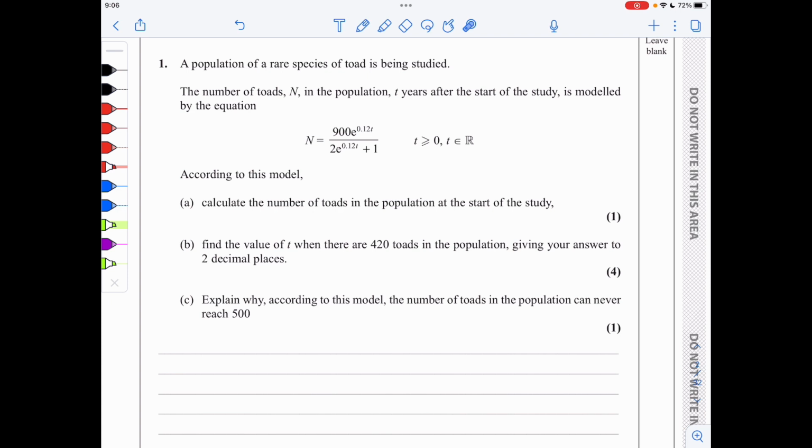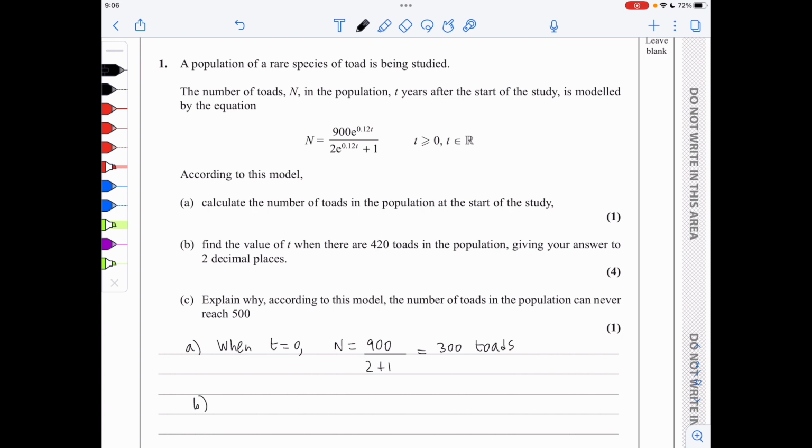Question 1, we start by being asked to calculate the number of toads at the start of the study. So we will be substituting t is 0 into the expression for capital N. It's going to be 900 e to the 0, which is 900, over 2 times e to the 0 plus 1, which is 300 toads.